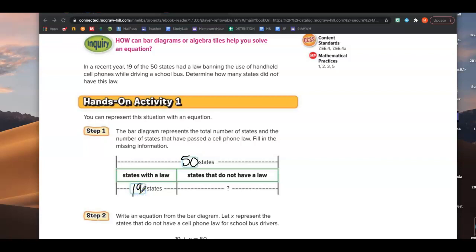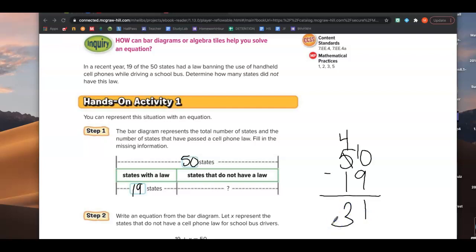And we are missing the number of states that don't have the law. So then how would I solve to figure out what this portion is? Okay. Can I take 0 minus 9? No. So I borrow. 10 minus 9? 4 minus 1?